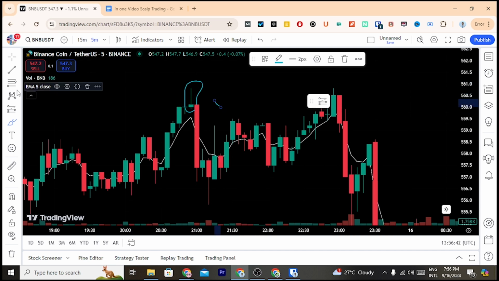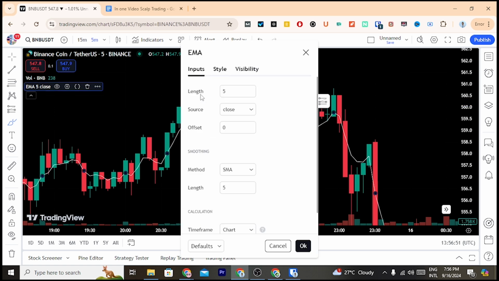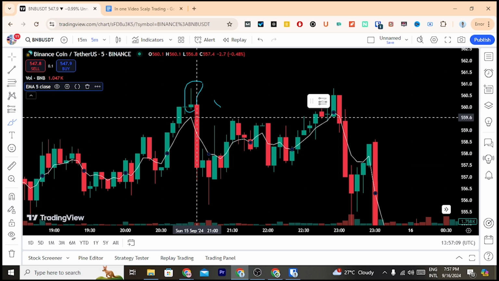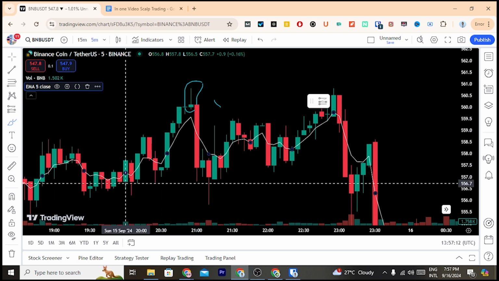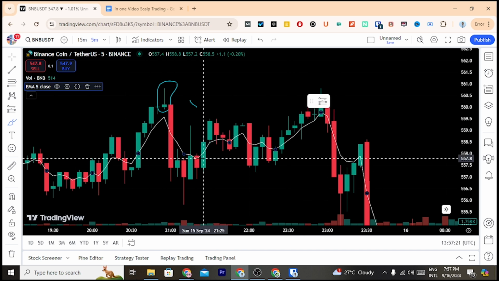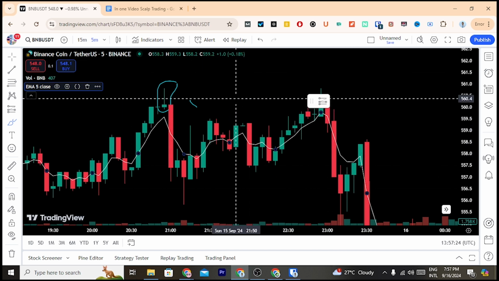Oh, one more thing, you have to do one more setting. For the EMA indicator, go to settings and you will see the length is 9 by default, but you have to change it from 9 to 5. Just set 5 and okay. After that, you can see a white line, an indicator that is the average of this market.